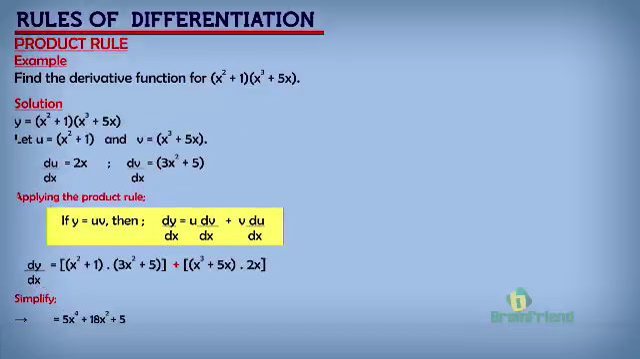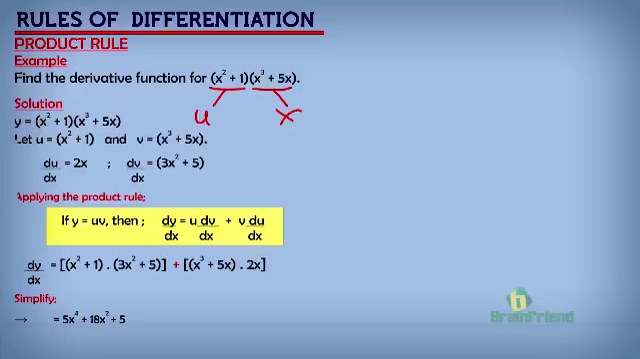But let's take a look at another example so that we understand better. Now we've been asked to find the derivative of the product of two functions. One of the functions is x squared plus 1, and the other function is x cubed plus 5x. So again, let u represent this first function here, and let v represent our other function here.